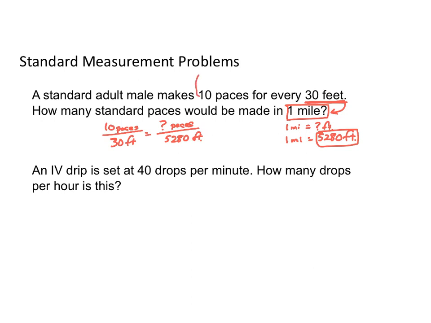And this is like our conversion ratio for feet and paces. But now we can just cross multiply. Now, if you want to reduce the 10 and the 30 to 1 and 3, that would be okay too. Let's make this an x and cross multiply. So that would be 30x equals 10 times 5,280, which would be 52,800. And then divide by 30.